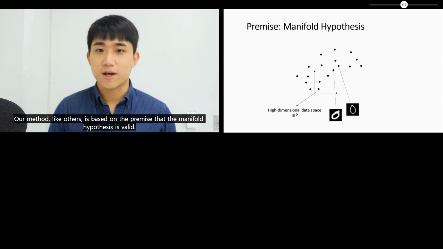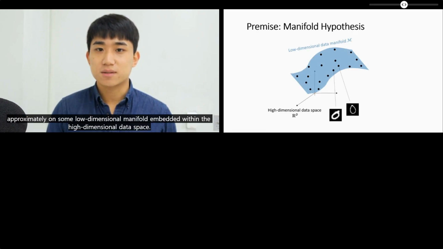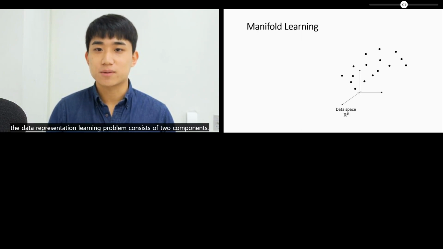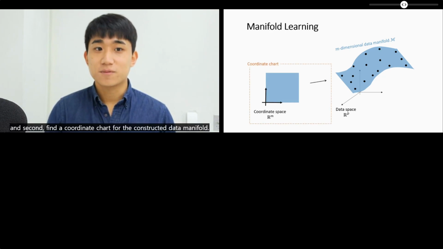Our method, like others, is based on the premise that the manifold hypothesis is valid. Namely, real-world high-dimensional data, such as images, lie approximately on some low-dimensional manifold embedded within the high-dimensional data space. Under this hypothesis, the data representation learning problem consists of two components. First, fit a lower dimensional manifold to the data. And second, find a coordinate chart for the constructed data manifold.